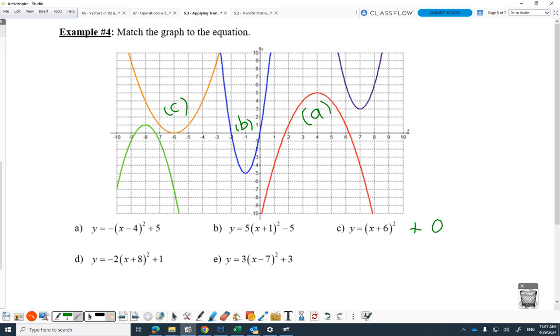D, what do you got? Green, gotta be. It's the only one left that's opening downwards. But let's just check. Was it left 8, up 1? Yes. Vertical stretch, yes. And so I guess this one's gotta be E. Does it match up? Right 7, up 3, vertical stretch. Yeah, that's the one. This is why we like matching, right? There's a lot of self-checking in there.